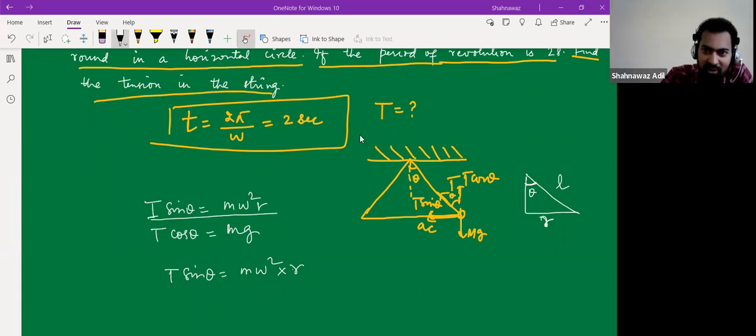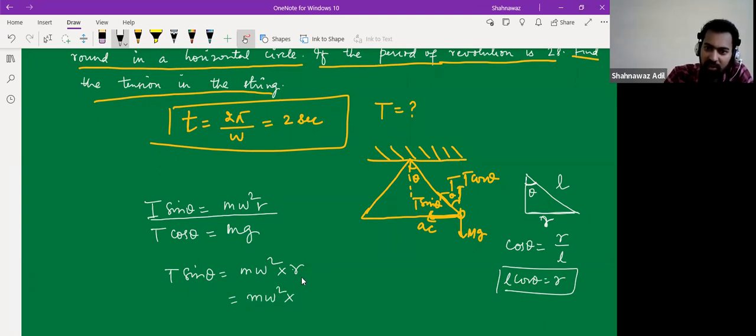Okay, so let's just calculate. And do we get the right answer or not? So let's just calculate from there. So this is B, right? And this is H. So cos theta. Cos theta is what? R by L. So your R is what? L cos theta is R. Right. So we can put the value here. So m omega square and R is what? L cos theta. Right.